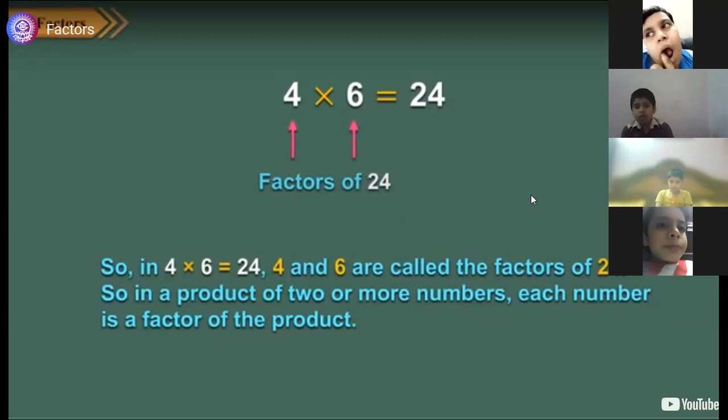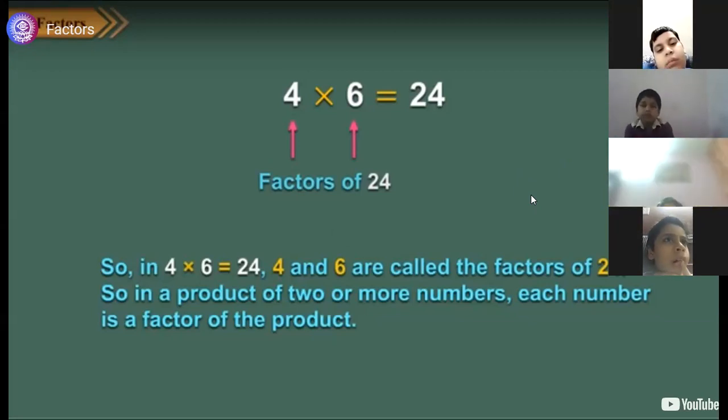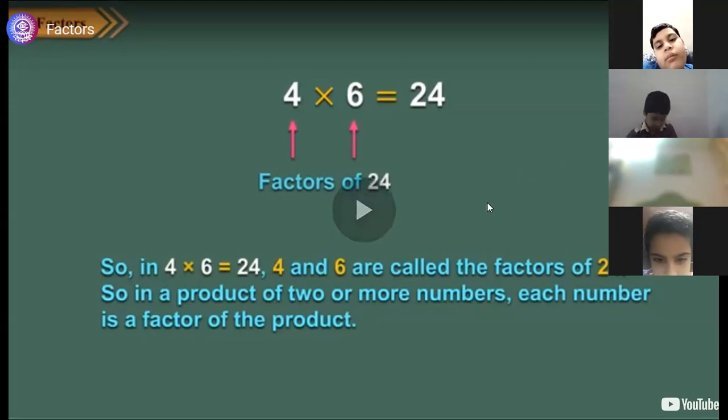Okay, beta. So in simple terms, what we can say? In a product of two or more numbers, each number is a factor of the product. Each number is a factor of the product. Okay, beta? Clear?